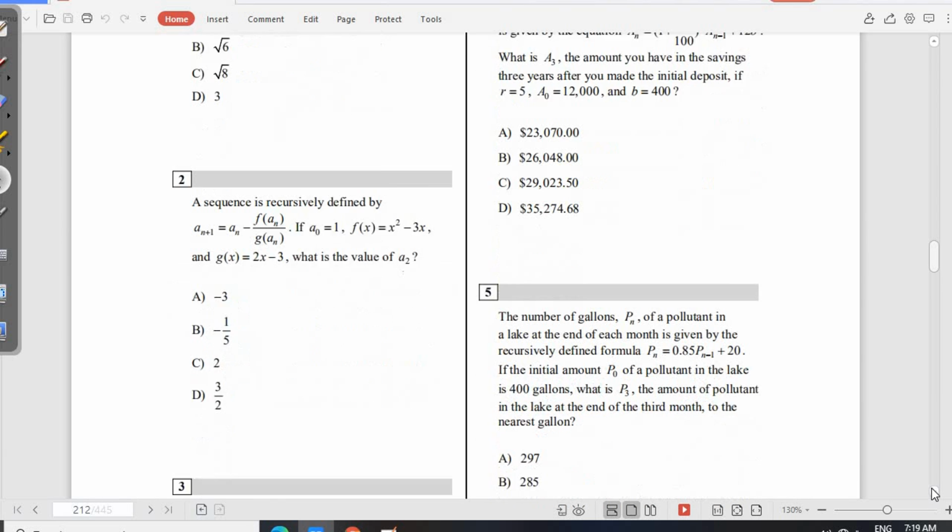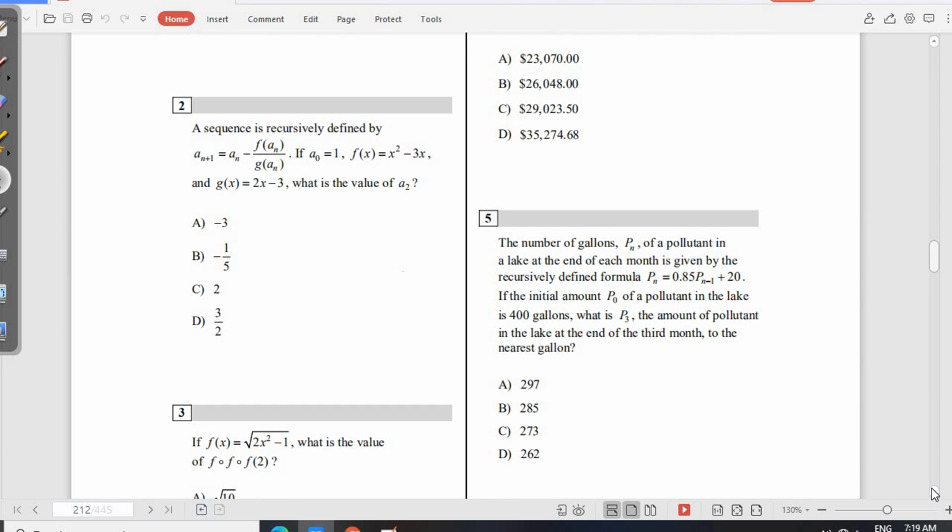So question number 5: the number of gallons, P_n, of a pollutant in a lake at the end of each month is given by the recursively defined formula. See, recursive SAT questions. Okay, so you have P_n equal to 0.85 P_(n-1) plus 120. You can easily solve this.